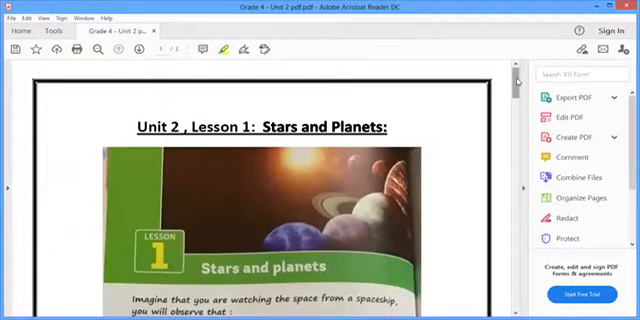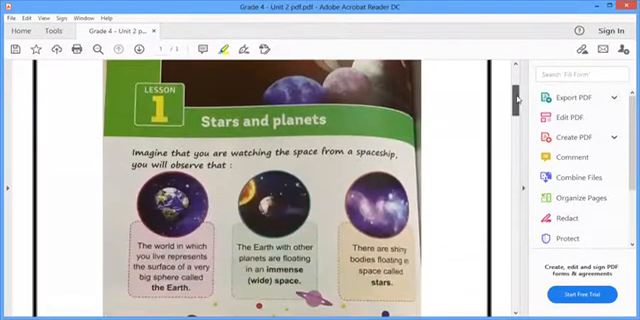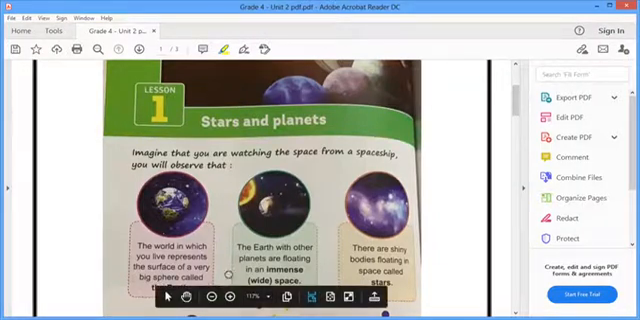Yes, our lesson today is about stars and planets, Unit 2, Lesson 1. Imagine that you are watching the space from a spaceship. You will observe that we can see three different things: the Earth, the space, and stars.